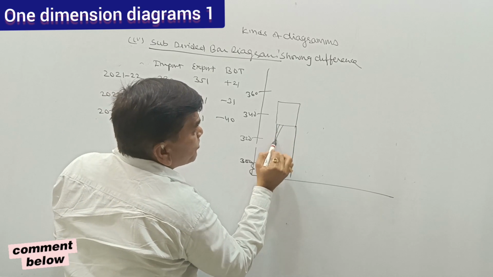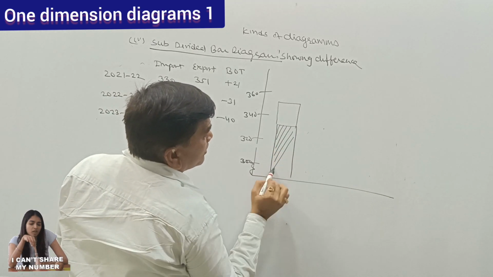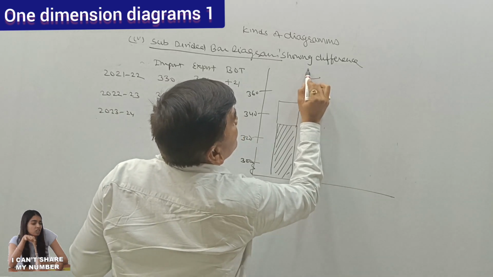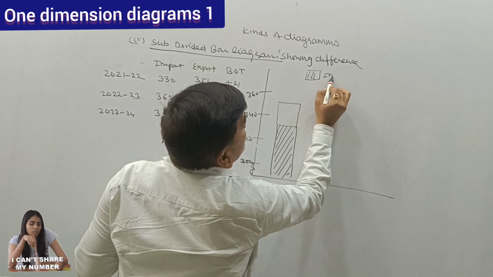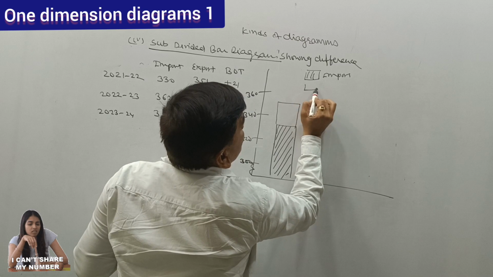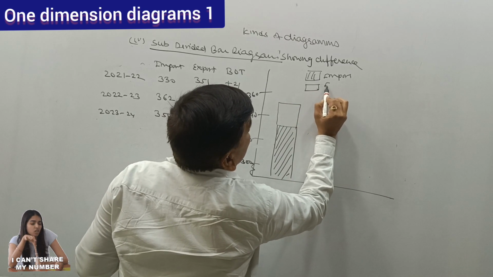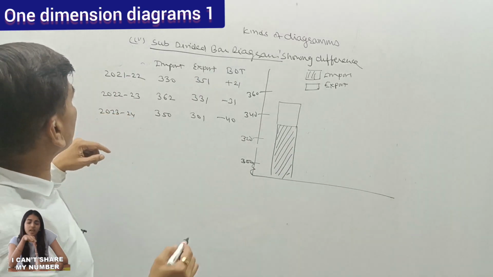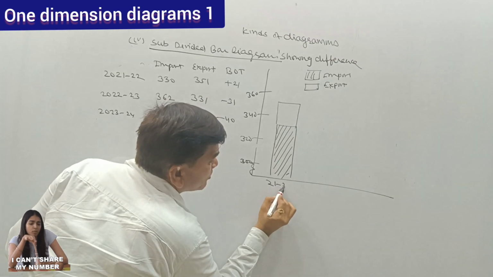So this shows the import and export. We will say this is import, and this blank is export. This is the data for 2021 to 22.